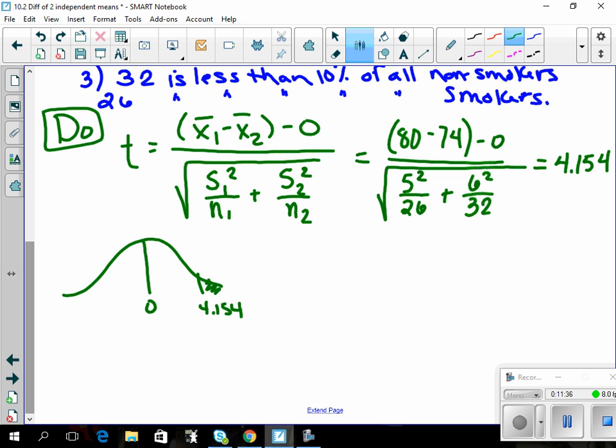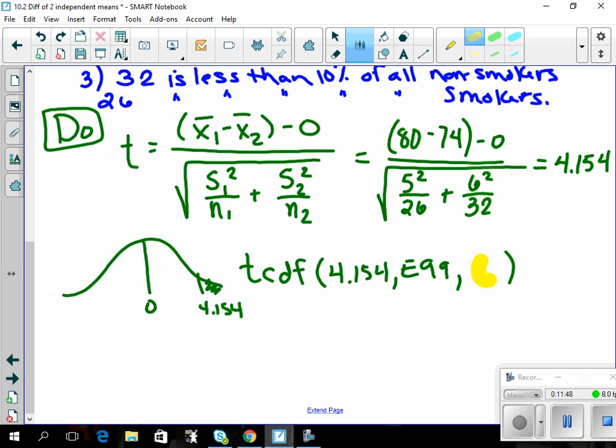tcdf. Okay. And we're going to say 4.154 to the right. But I'm going to pause. What number goes there? That's the degree of freedom. Good. What is it here?